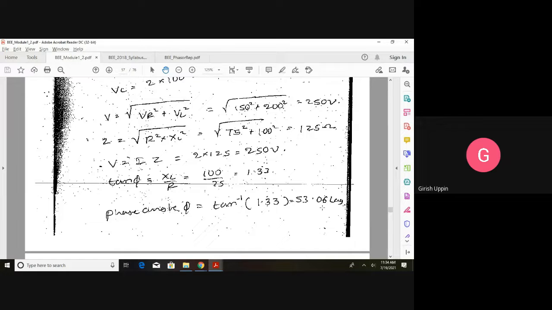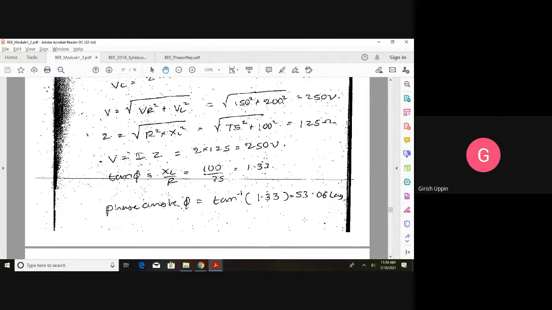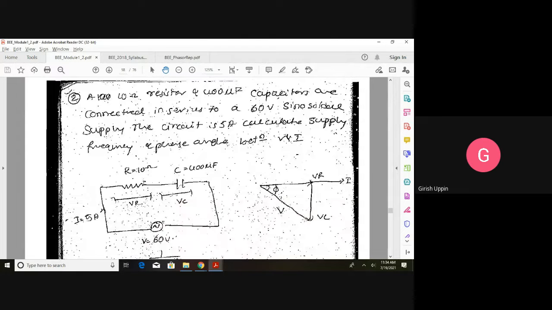Now what is the equation? If they ask you to write the instantaneous value of the equation, from 250 you can find the peak value Vm. Therefore, v is equal to Vm sine of omega t, where omega is 2 pi f, f is 50, that is 314 t. And the current is i is equal to Im, which you can find from the RMS value of the current, into sine of 314 t minus 53.06. That angle you have to write.